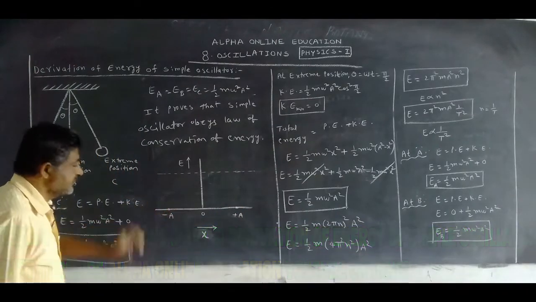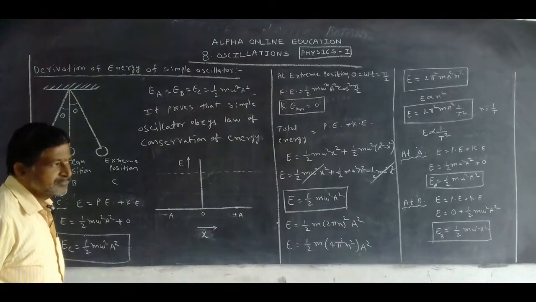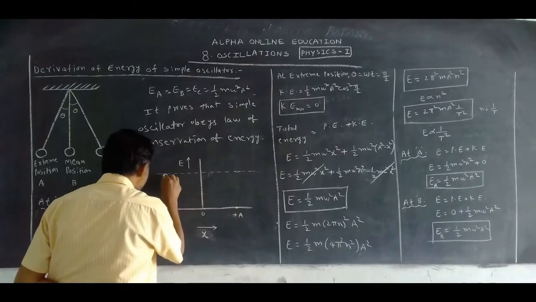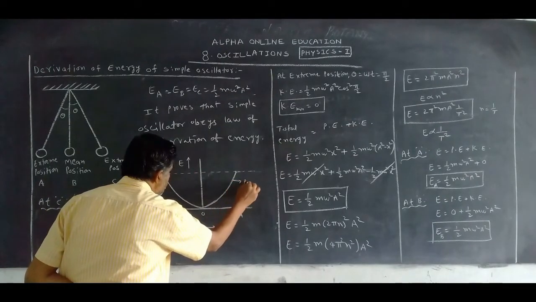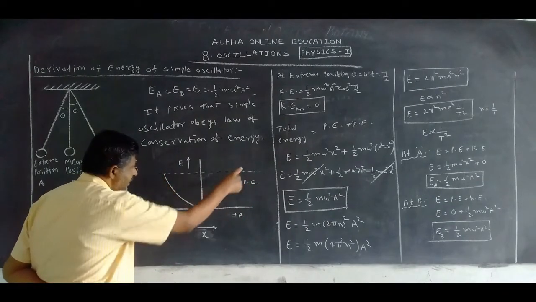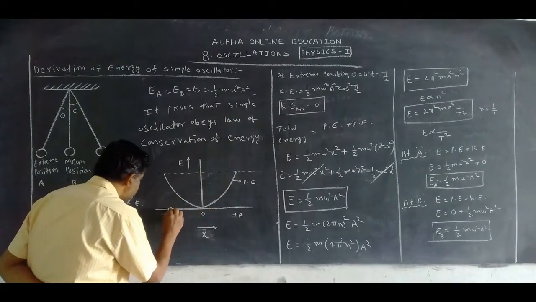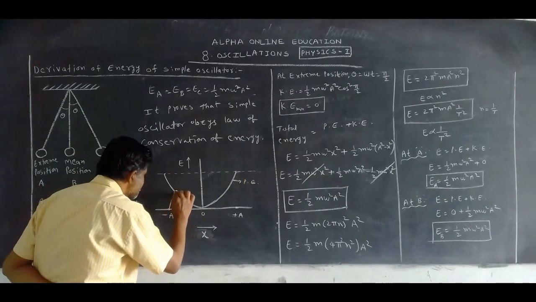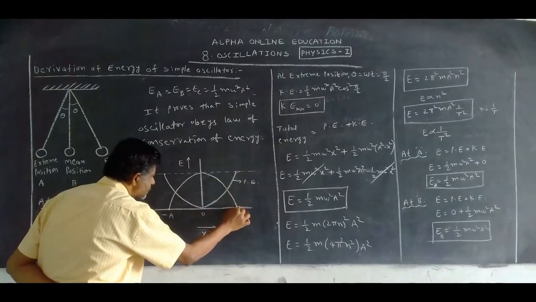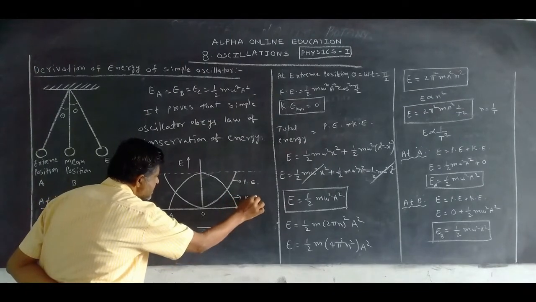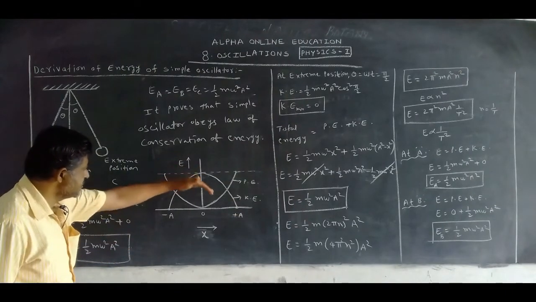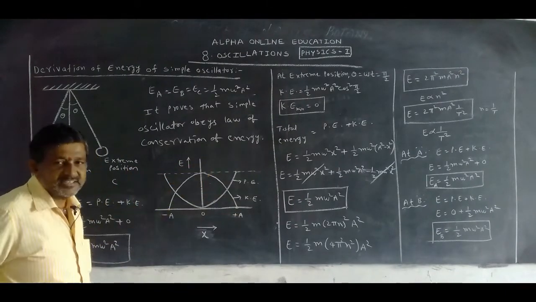At extreme position, which is maximum? At extreme position, potential energy is maximum. So we get the graph like this. This is potential energy. Why? Potential energy is maximum at extreme position and also the other extreme position, but at mean position it is 0. But kinetic energy is like this. This is the kinetic energy curve, this is the potential energy curve.